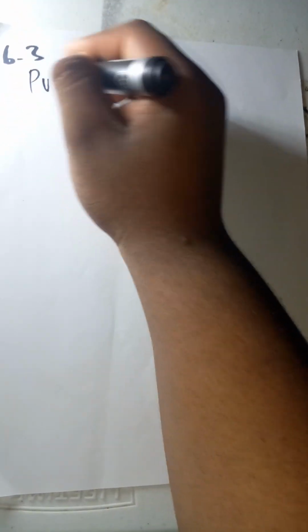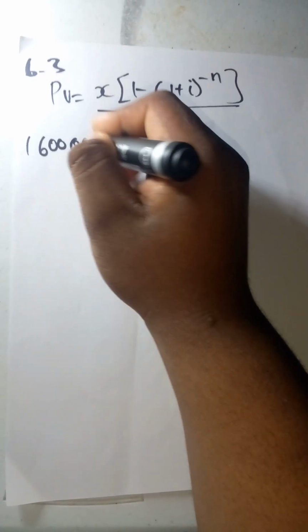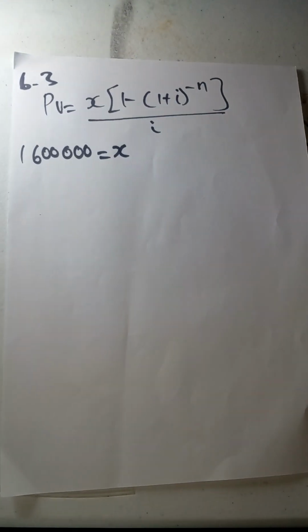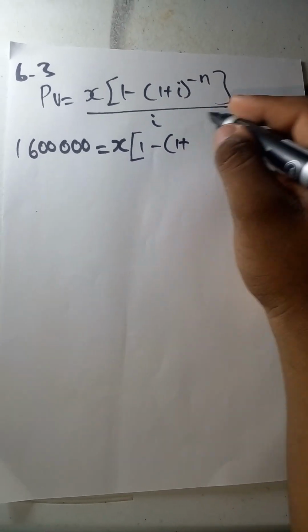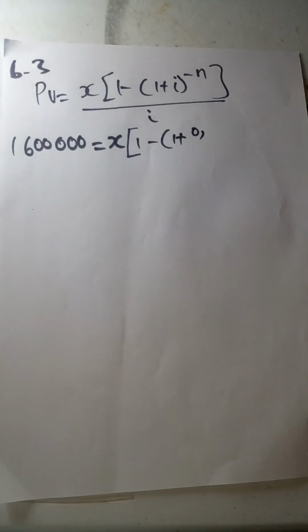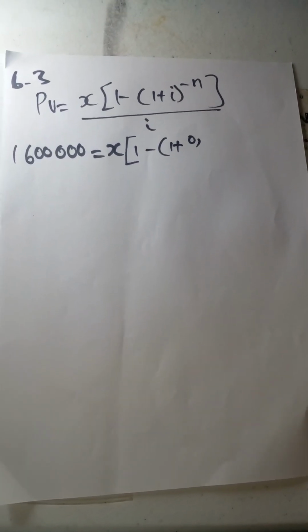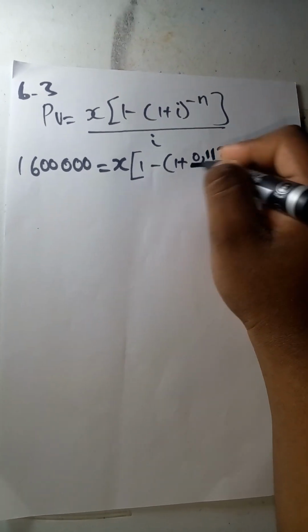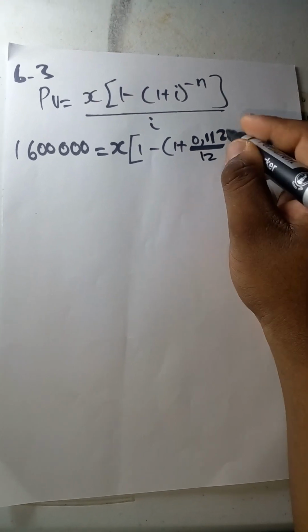So present value, it is equals to X times 1 minus 1 plus i to the power of negative n over i. The present value now, it is what? 1.6 million. We are looking for the value of X. 1 minus 1 plus 0.112, so let's check something. 11.2 divided by 100, 0.112 over what? They said what? Compounded monthly. So it is 12.